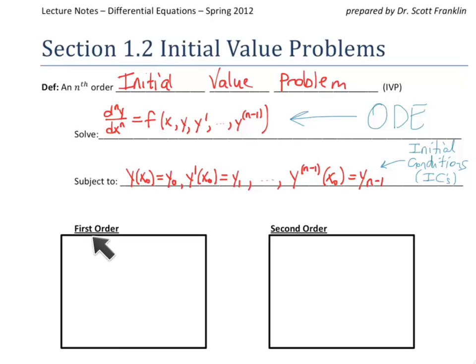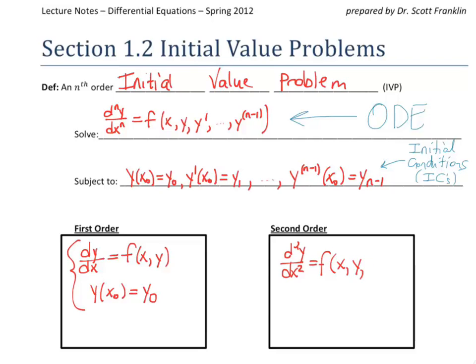Now, if we did look at a first order system, that means we're going to have simply dy/dx equals some function of x and y, and we'll have a single initial condition called y of x naught equals y naught. Okay, our second order initial value problem would look like this. It would be the second derivative of y with respect to x, and then your function would depend on x, y, and y prime. You'd have y of x naught equals y naught, and y prime of x naught equals y1. You have two initial conditions because it's a second order differential equation.